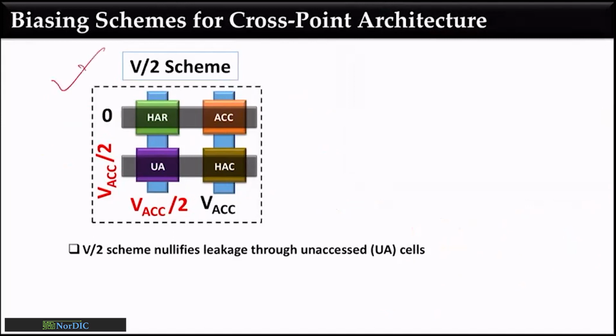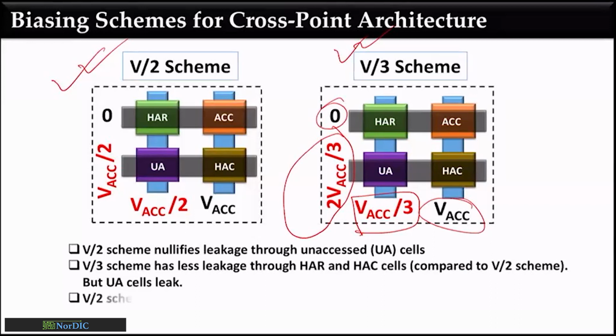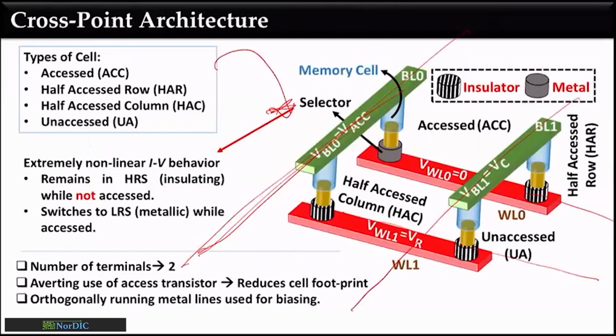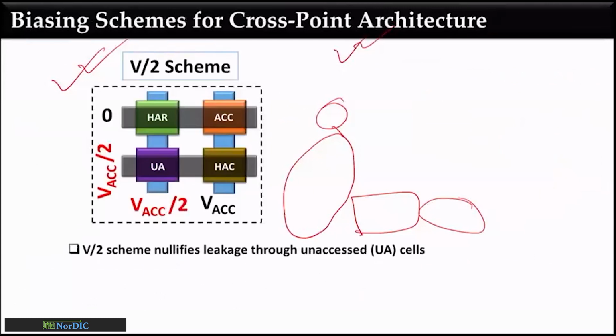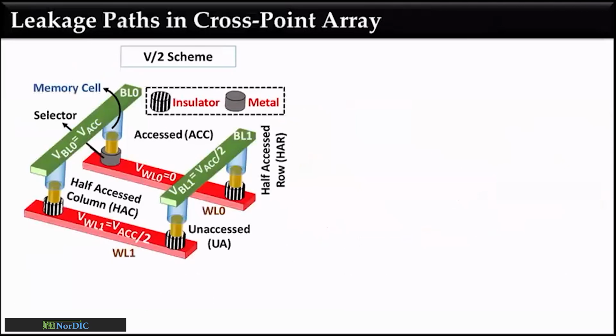This is called a V by 2 biasing scheme, by the way, because you use V access over 2. There is another alternative to it, the V over 3 biasing scheme, similar but different. We use V access and 0 for the access cell, but we use V access over 3 in all the columns and 2 V access over 3 in all the rows, as you see. That's a different scenario, and in that scenario, unaccessed cells will not have 0 voltage, by the way. We will talk about it in a few minutes. So with that idea in mind, let's quickly move to the next slide.